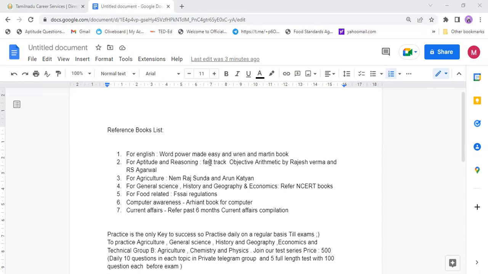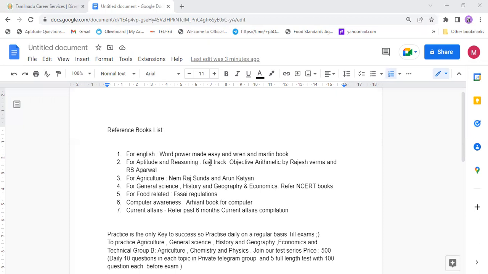And then for general science, history, geography and economics, you can refer to NCERT books. And for food related topics, you can refer to the FSSAI regulations. And for computer awareness, you can refer to the Arihant book for computer. And then for current affairs, you can refer to the past 6 months current affairs compilation from either YouTube or from any other state exams or UPSC exams, GK PDFs.